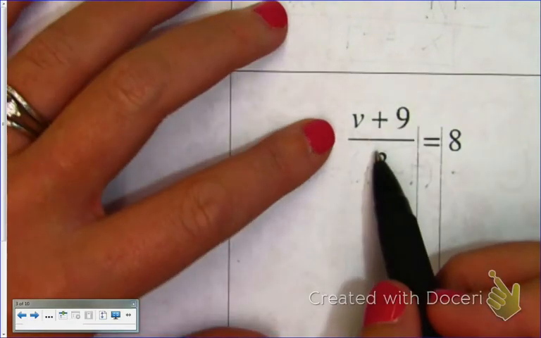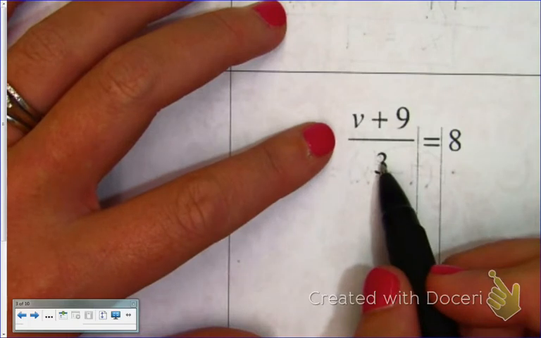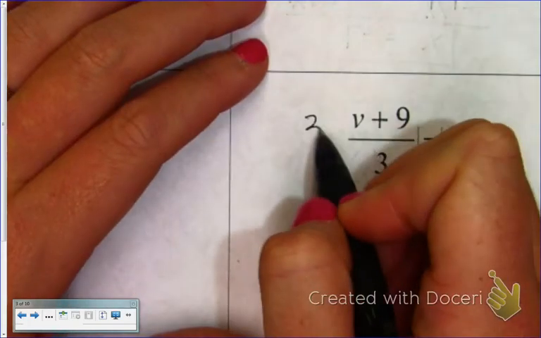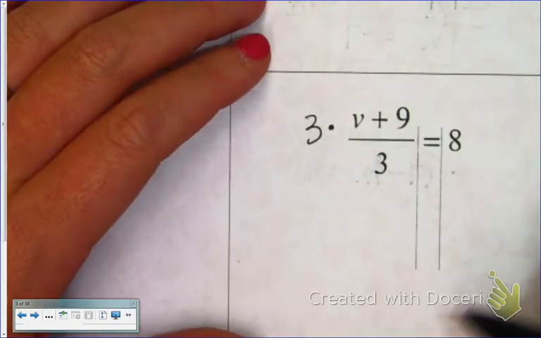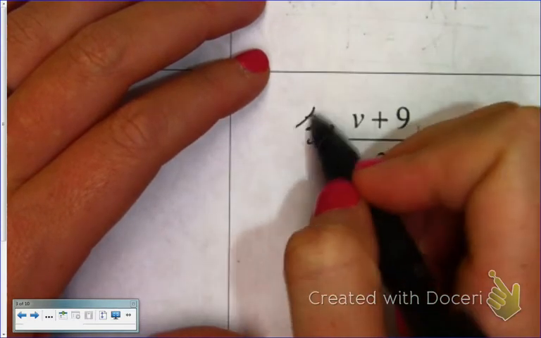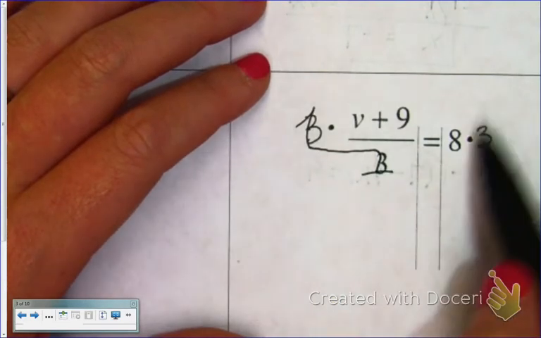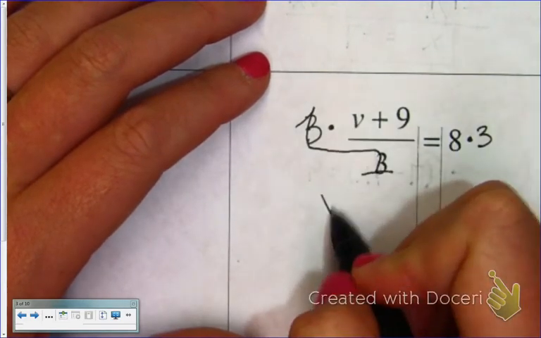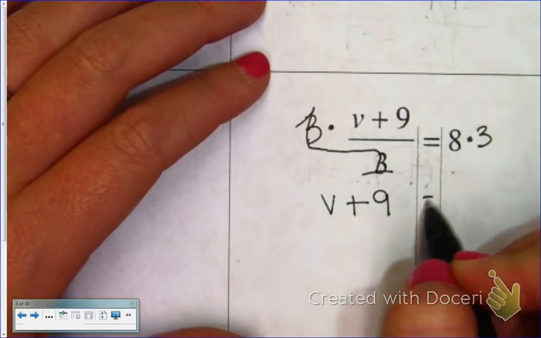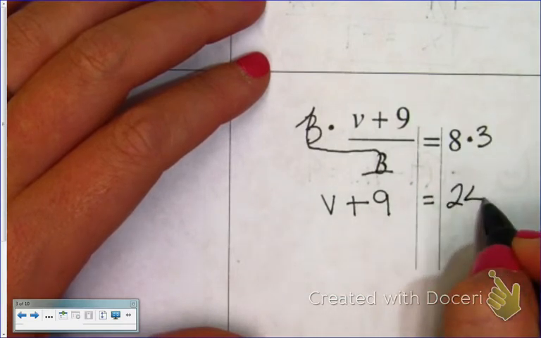So I ask myself, okay, I want to get rid of this 3 over here. So I think, what is the opposite of division? Oh, multiplication. So I'm going to multiply both sides by 3. Why I do that is because 3 over 3 is 1. Now I know my 1 looks kind of funky, but it does equal 1. And then we have 8 times 3. So we're left with v plus 9 equals 8 times 3.